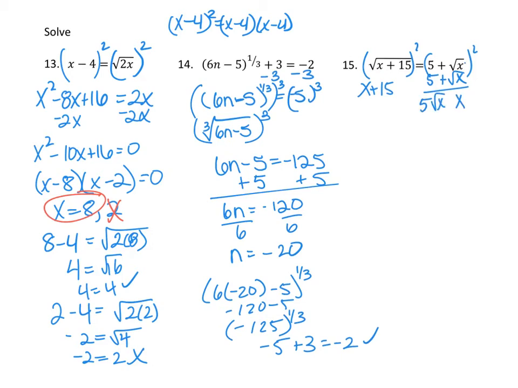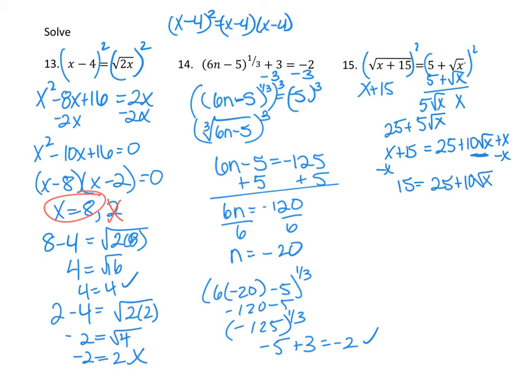That's the square root of x times 5. And then I'm going to do 5 times the square root of x again. So I get another 5 square root x. And then 5 times 5 is 25. So I get 25 plus 10 square root x plus x equals x plus 15. Now I've got to get this square root of x by itself. So I'm going to subtract x. So I get 15 equals 25 plus 10 square root x minus 25.